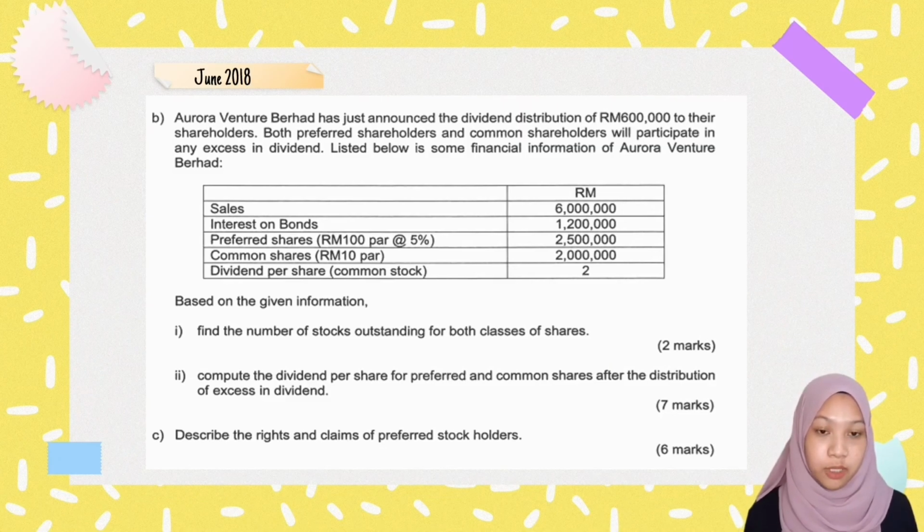Based on the given information, find the number of stocks outstanding for both classes of share and compute the dividend per share for preferred and common shares after the distribution of excess in dividend. Now, we need to extract all the information from the question.